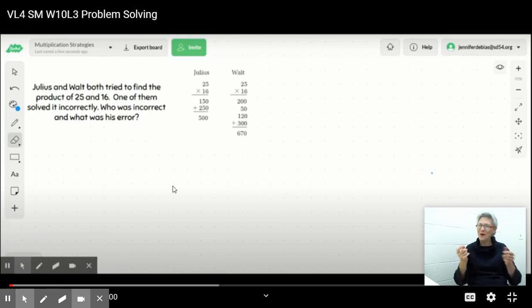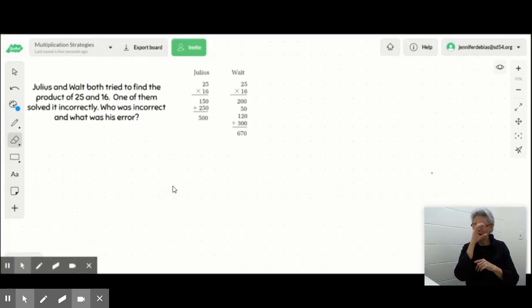Welcome back. As I'm sure you've guessed, today we're going to practice those multiplication skills again. We're going to take a look at a word problem, and you're going to have a chance to do some on your own where you choose the strategy that works best for you. So let's take a look at our problem today.